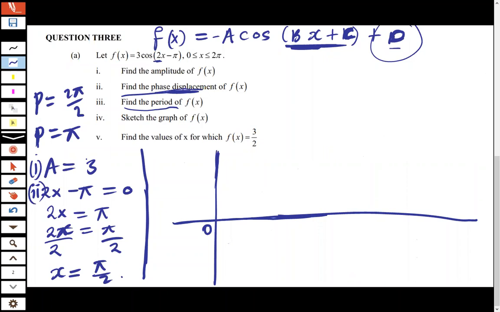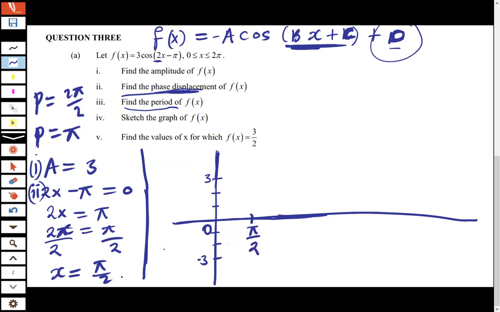Okay, so the amplitude is simply 3. So I'm going to count 3 units going up, 1, 2, 3, and 3 units going down, 1, 2, 3, from the center line. And then the starting point of this curve is going to be pi over 2. I'm going to put pi over 2 there, because this is the phase displacement. The phase angle in this case is pi, so the displacement is just pi over 2. So this is the displacement in the x, the point where my graph is going to start from.